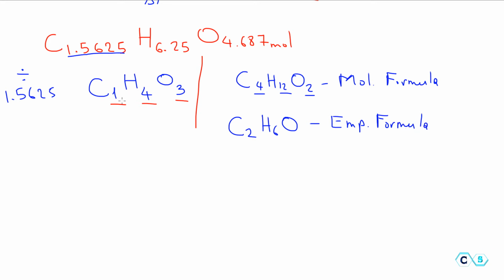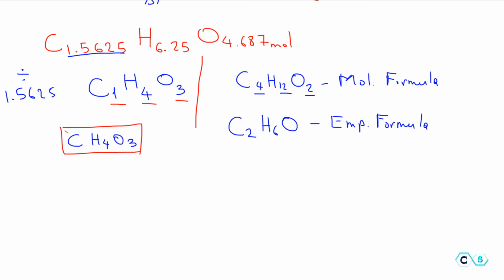And so what we have here, 1, 4, 3, these are the possible smallest whole numbers. We can't simplify it any further because we have 1 here. So C1H4O3 will be the empirical formula of this compound.